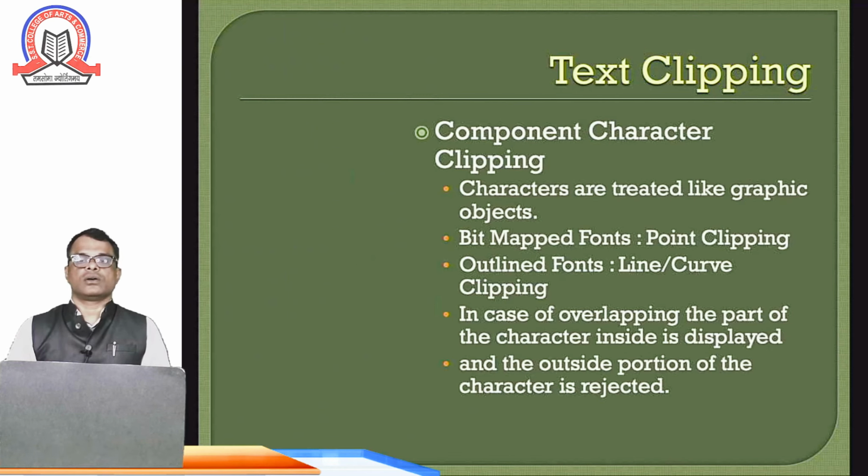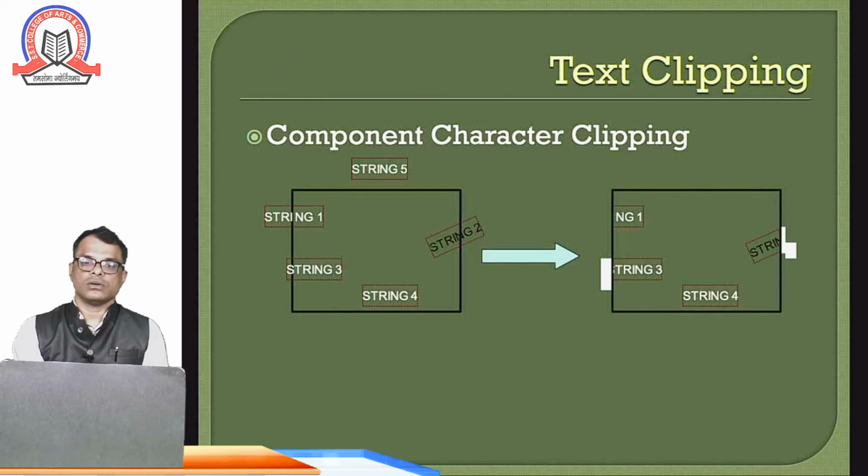Then there is component character clipping. Characters are treated like graphic objects. Bitmap fonts use point clipping, and outline fonts use line and curve clipping. In case of overlapping, the part of the character inside is displayed and the outside portion of the character is rejected. So this is component character clipping. It is similar to character clipping, and the parts inside are kept as they are.